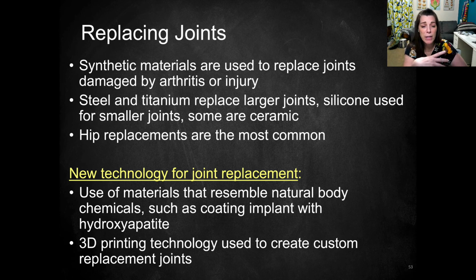So we have a lot of new technology, and they use materials that resemble natural body chemicals. A lot of them will coat the implants with that calcium phosphate material that is found in your bone. Also, your bones don't all look exactly like the ones you're going to see, right? Your bones are different sizes, they're slightly different shapes. So what they can do is actually use 3D printing technology to create custom replacement joints.